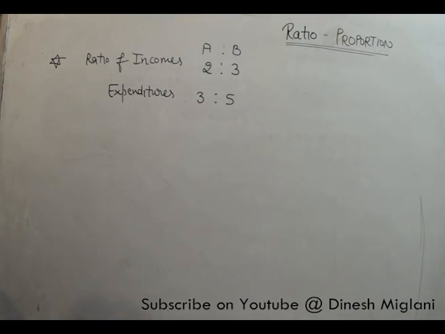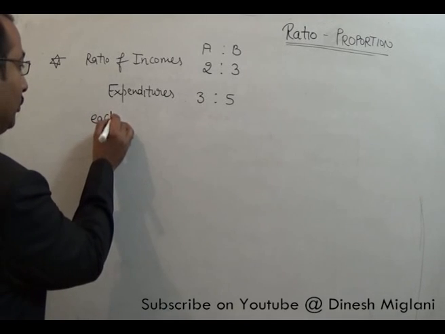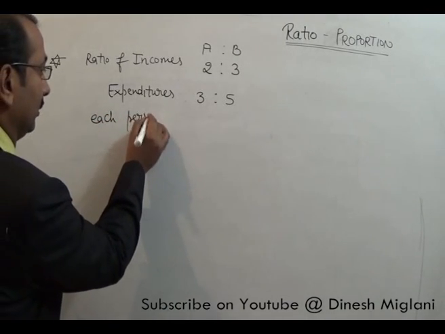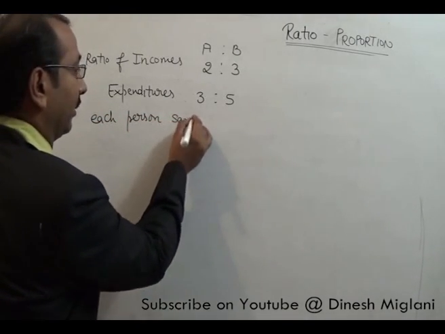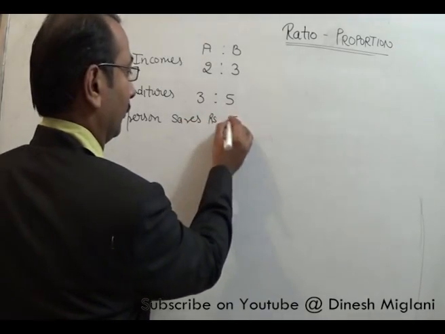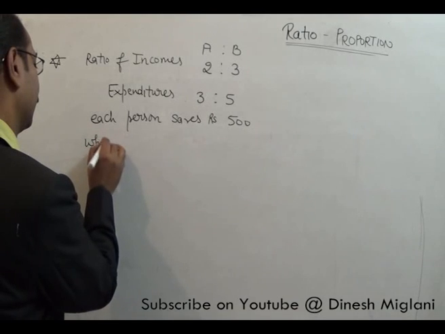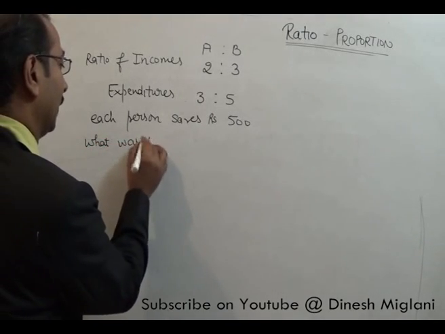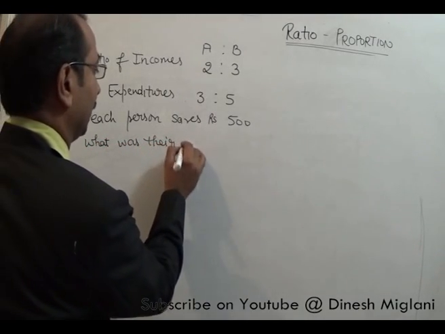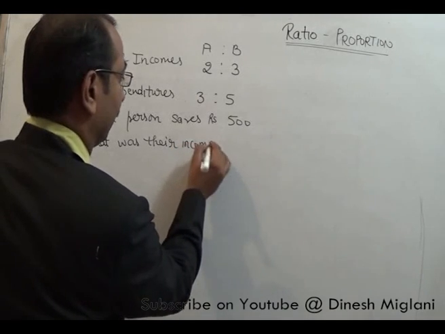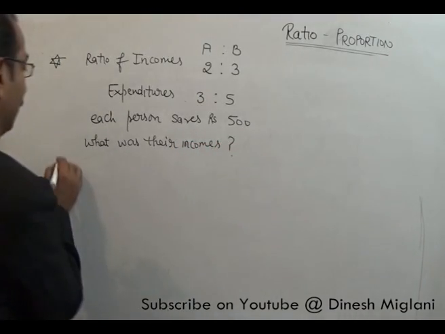It is given that each person saves rupees 500. If each person saves rupees 500, we have to find out what were their incomes. The question is, if each person saves rupees 500, we have to find out what were their incomes.